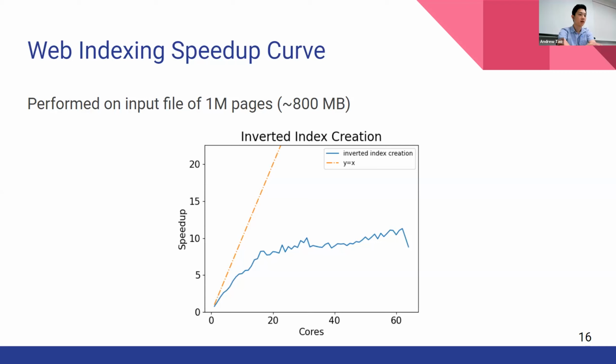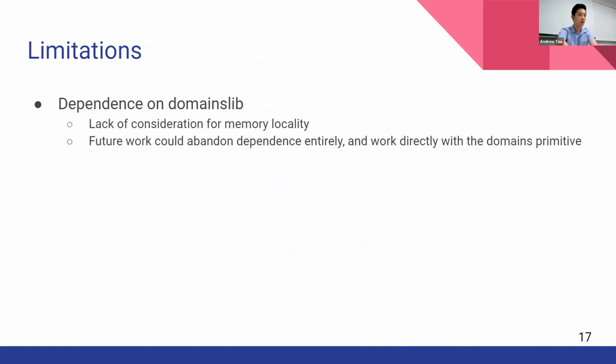So finally, let's talk about a couple of limitations. One of the first limitations is a dependence on domains_lib. domains_lib is a great library, and it does very useful things for the parallelism primitives. But unfortunately, there's not a way for us to influence how tasks are actually scheduled onto the domains. So what that means is we can't actually tell domains_lib to schedule a task for a certain domain. And what this means is sometimes we lose a little bit of time to memory locality misses.